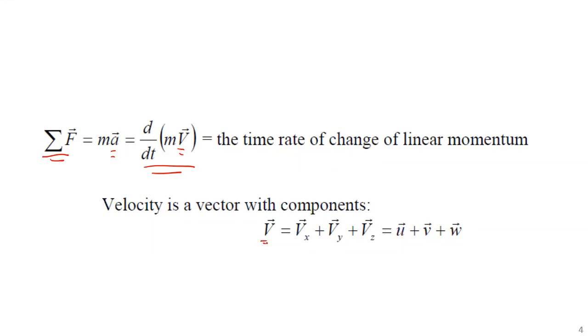So the velocity vector has components collinear with the x, y, and z direction. In this derivation, I use Vx, Vy, Vz. In many other derivations, the x component is u, the y component is little v, and the z component is little w. So don't be confused when you may even see that in your textbook, but it's very common.